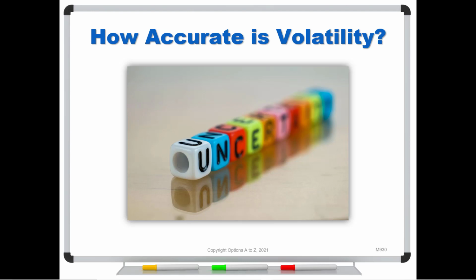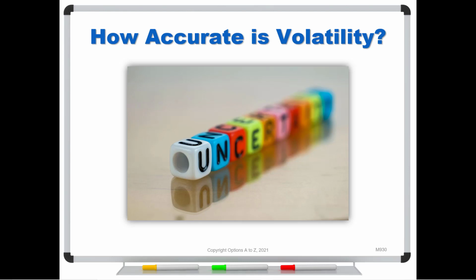And a topic that's come up a lot in the past few weeks is about volatility. Different topics, different ways to measure it, and also some of the traps that traders fall into. So let's talk about that. Specifically, how accurate is volatility?